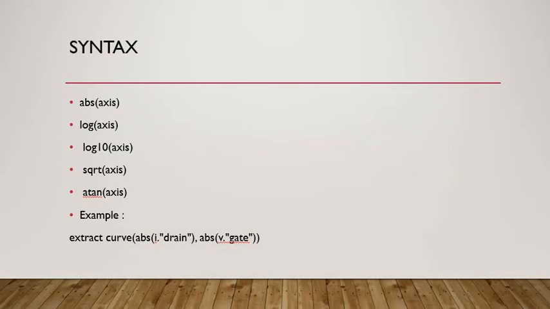So now coming to the syntax. There are many manipulations you can do on the axes. Axes are, as I told you, i dot drain is axis data, v dot gate is axis data, and the first one is X and the second one is Y. So I have done the manipulation on drain current data, that is absolute. Absolute means we need only the magnitude, not the positive or negative sign. So you can use absolute i dot drain, absolute v dot gate.